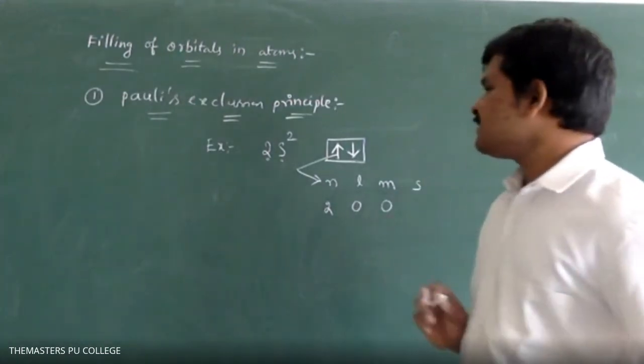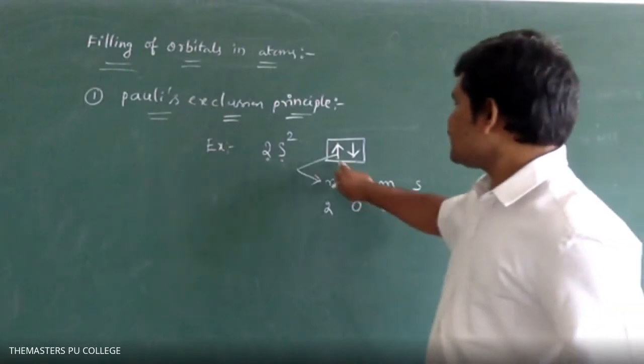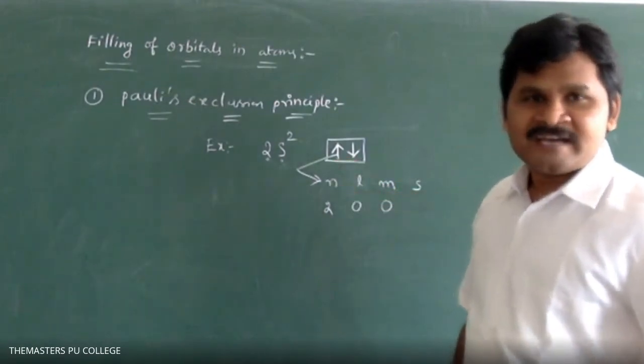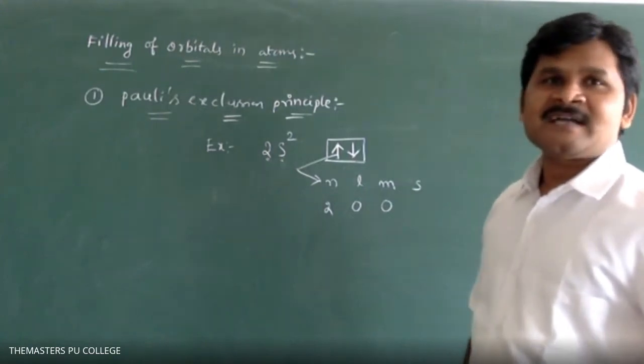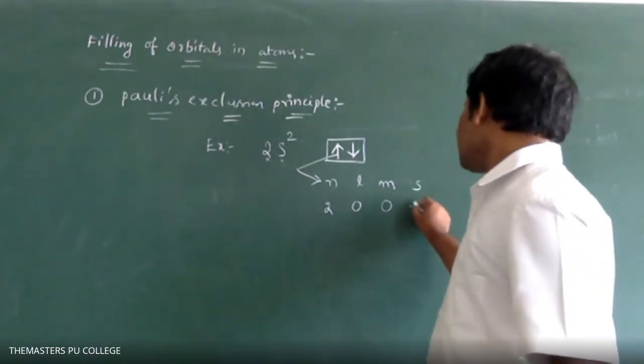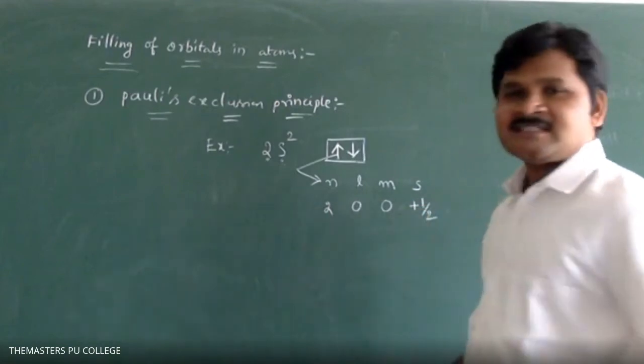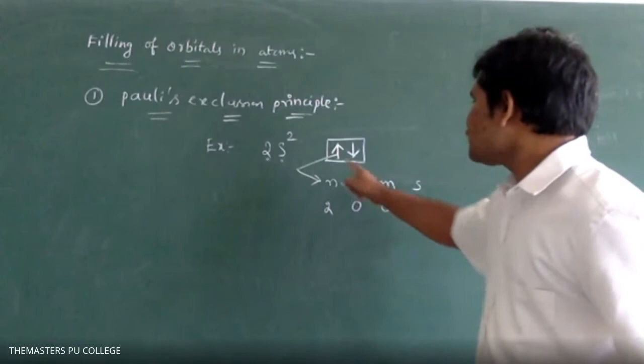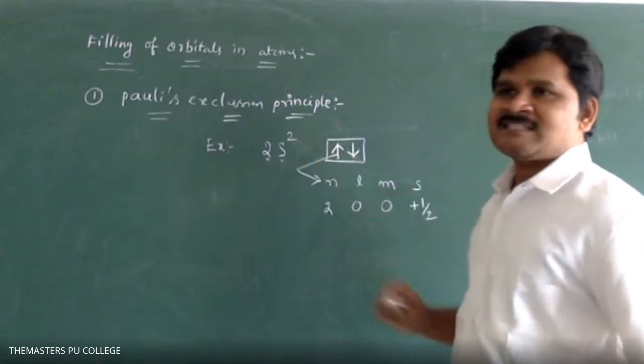Next, spin quantum number. Is this electron present in upward direction or downward direction? Upward direction. Its spin value is plus half. These are the 4 quantum numbers for the first electron of the 2s orbital.